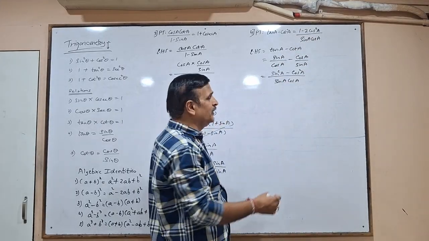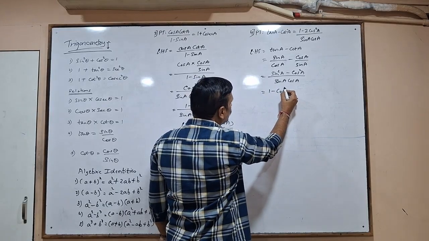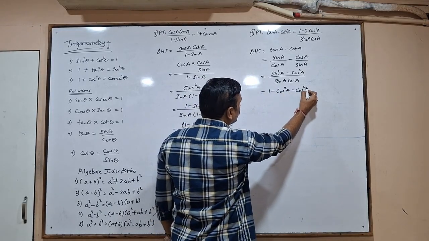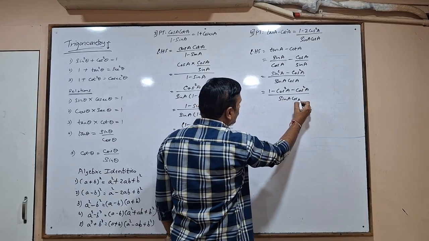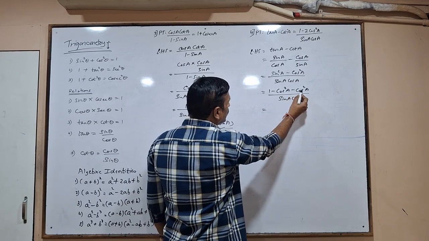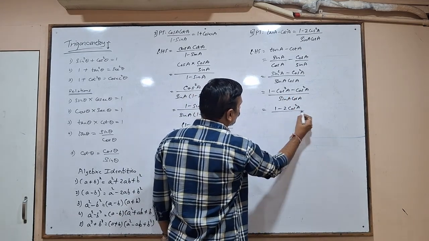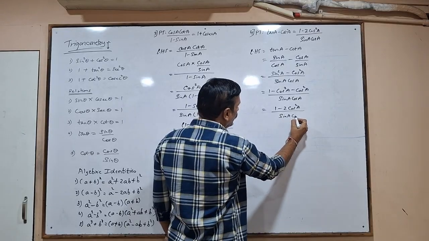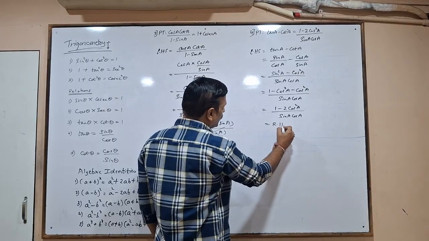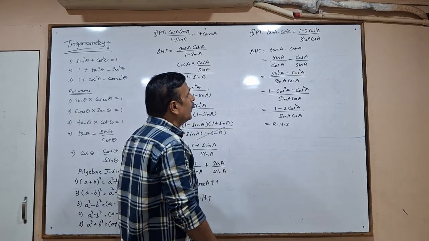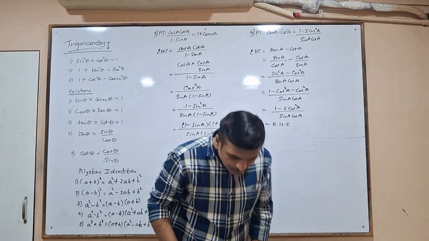In the numerator there is no sine. That itself tells me that I should convert this sine square to cos square, so 1 minus cos square minus cos square is 1 minus 2 cos square upon sine A into cos A, which is RHS. Next question.